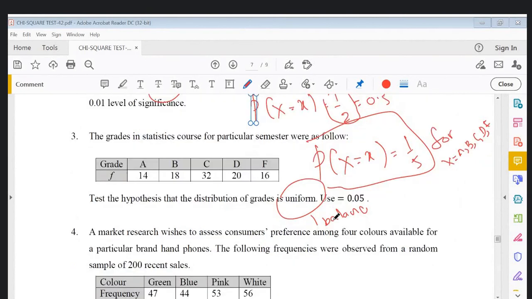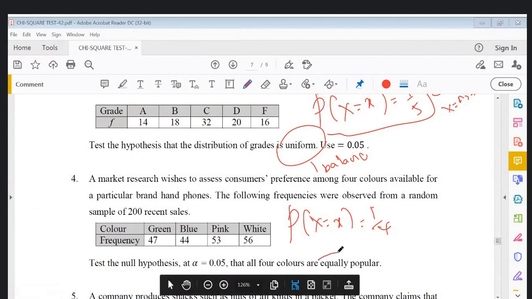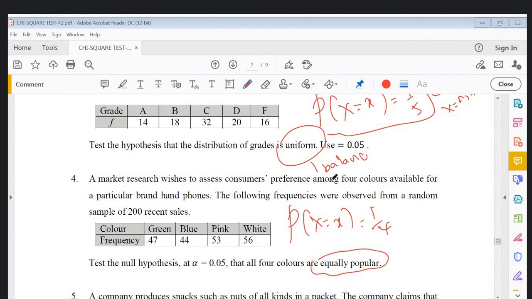Okay, the number 4. What is the value P? Okay, 1/4. Look at this one, it is equal. Equal, uniform, and balanced all mean the same.